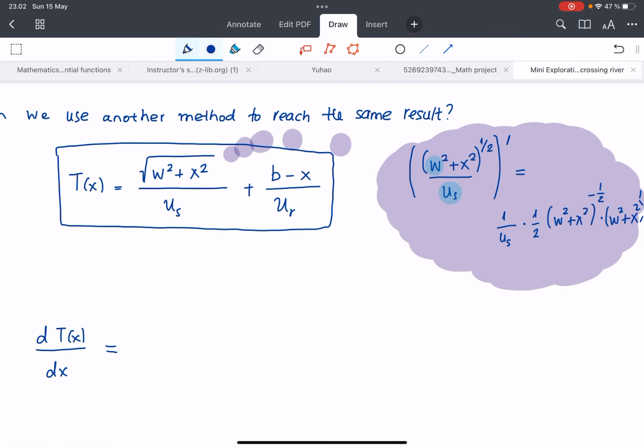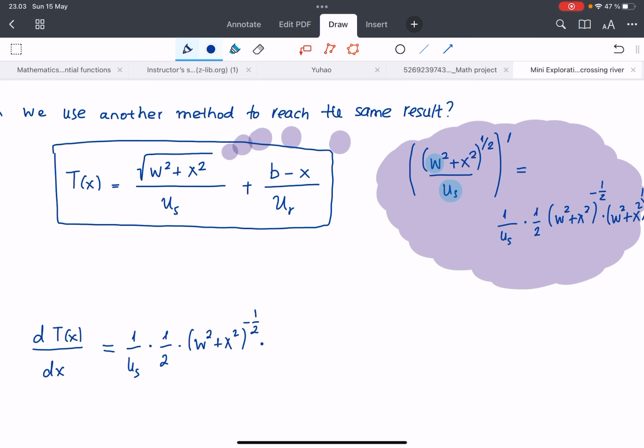So keep this in mind, because now we can rewrite the derivative as 1 over vs times a half times w squared plus x squared to the negative half times the derivative of w squared plus x squared. However, w is a constant number, so its derivative is 0, and the derivative of x squared is just 2x. So this is the derivative of the first part over here.